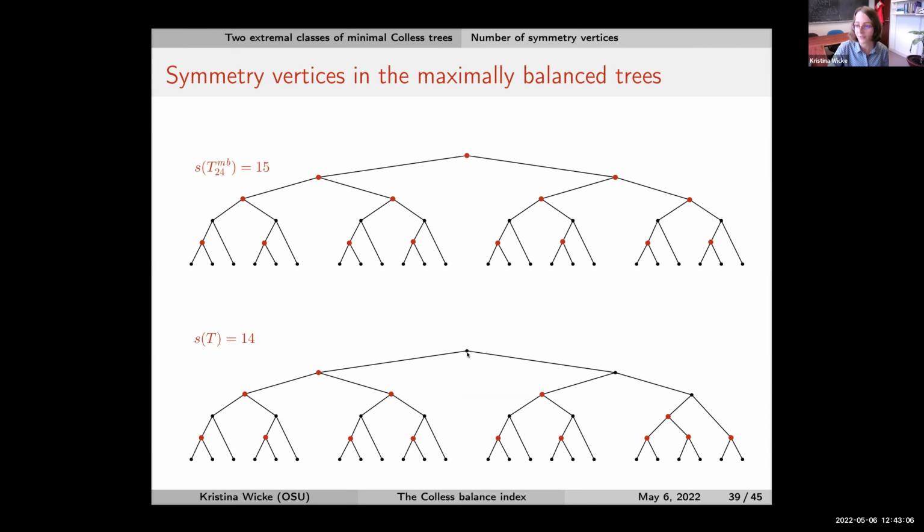And then similarly, this one is also no longer a symmetry vertex because those two trees are different. And so we gain one symmetry vertex, but we lose two. And so in total, this will have a smaller number of symmetry vertices. Okay, so again, it's an open problem to characterize all minimal Colless trees with the minimum number of symmetry vertices.